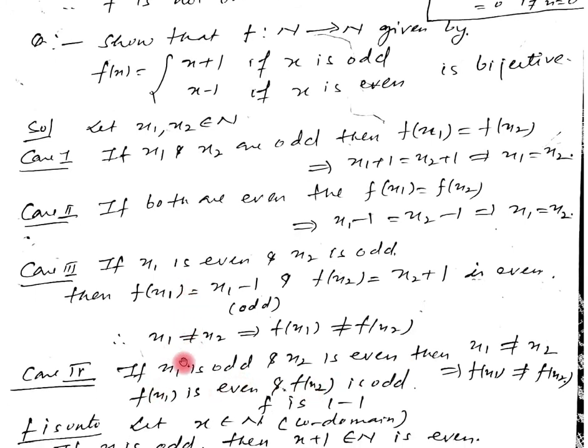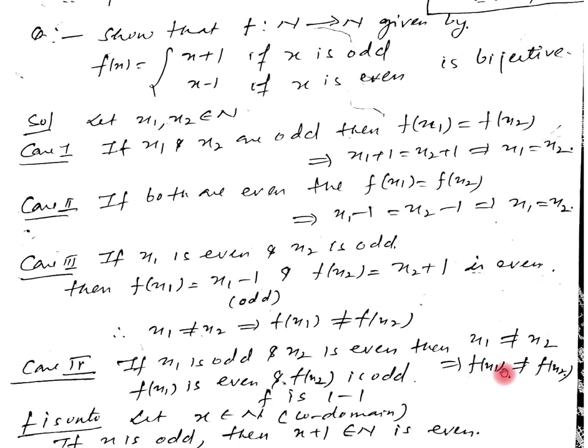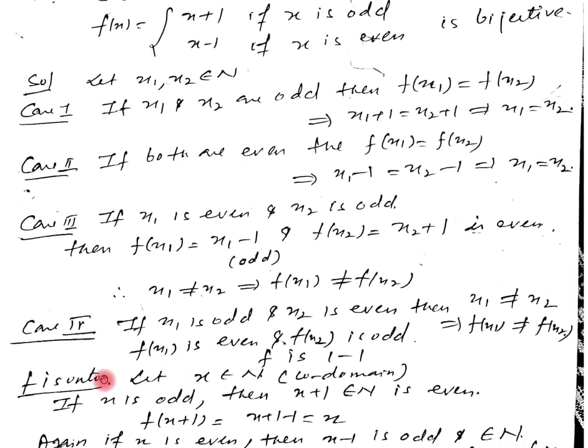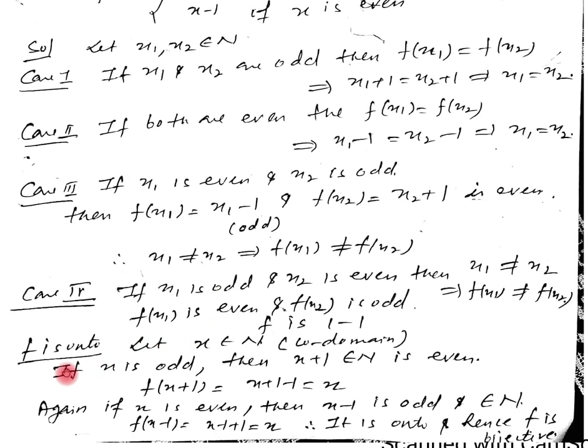Similarly, we can take another case: x1 is odd and x2 is even. Then again the elements are not equal and their images are also not equal. So in all the four cases the function is one-one. Now we have to prove that the function is onto.